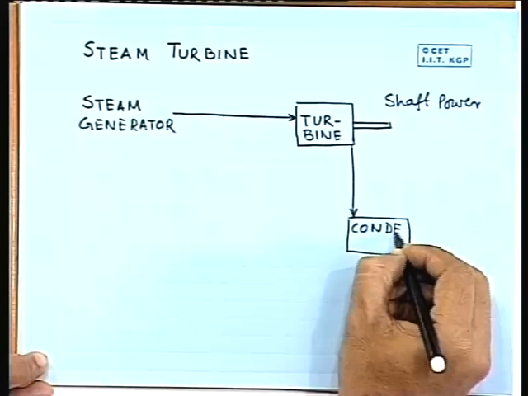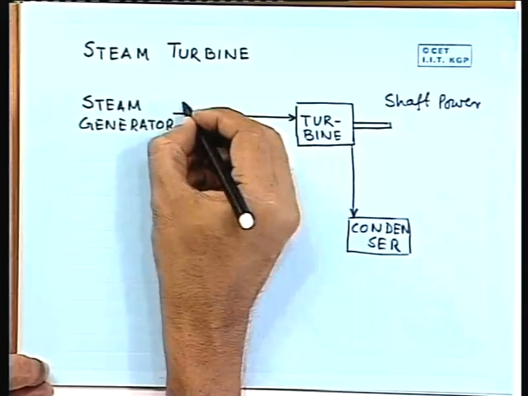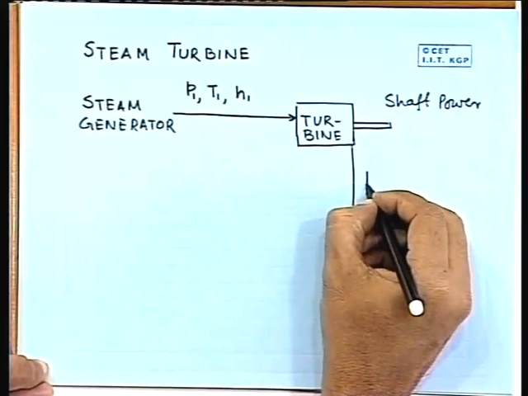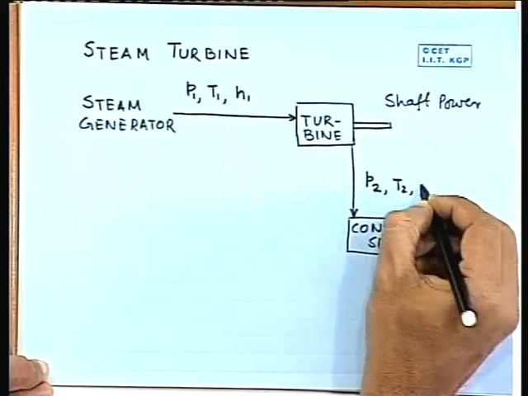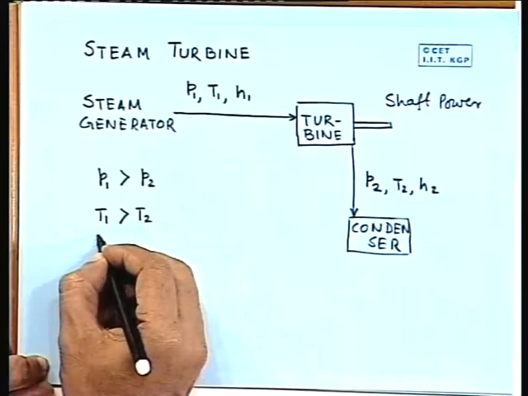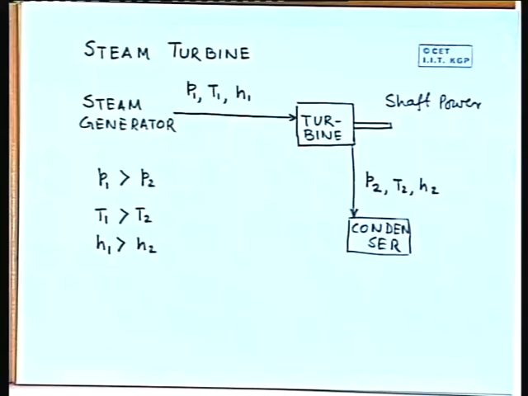So, here steam is at condition 1, let us say P1, T1, H1, and here it is at condition 2, so it is P2, T2 and H2, such that P1 is greater than P2, T1 is greater than T2, and H1 is greater than H2. So, high energy steam, generally at high pressure and temperature, is entering the turbine.